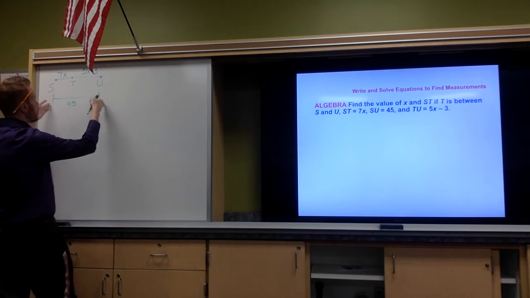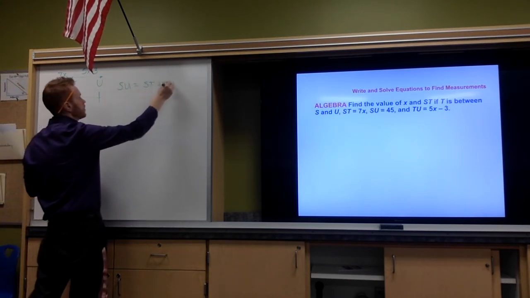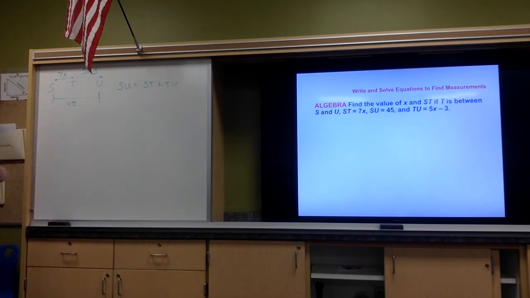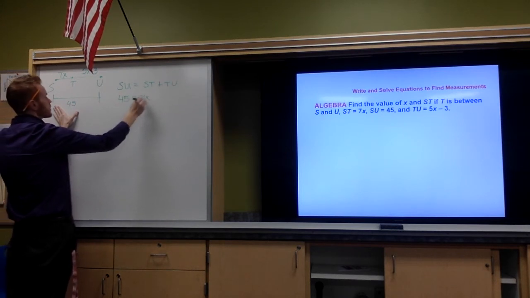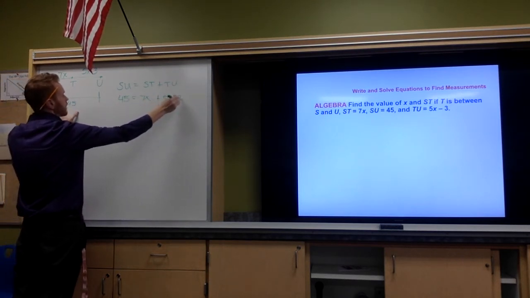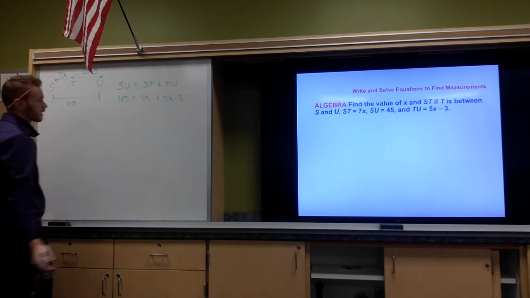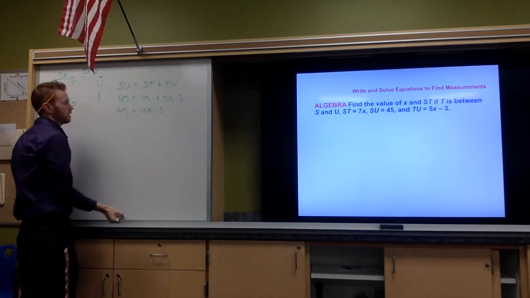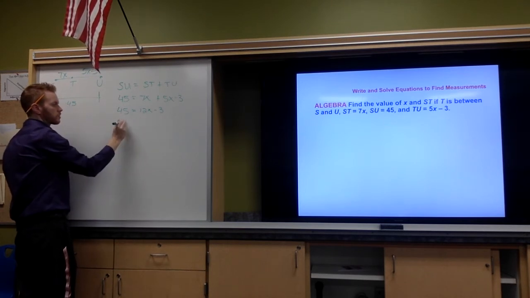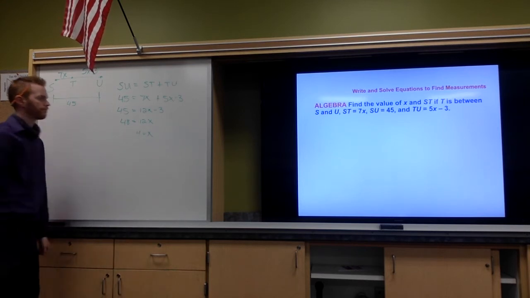All right. So the whole thing is SU, and that's ST plus TU. That's what makes it up, right? SU is 45, ST is 7x, TU is 5x minus 3. Now we just solve for x. So 45 equals 12x minus 3. Add 3 to the other side. Divide. We get 4 for that guy.